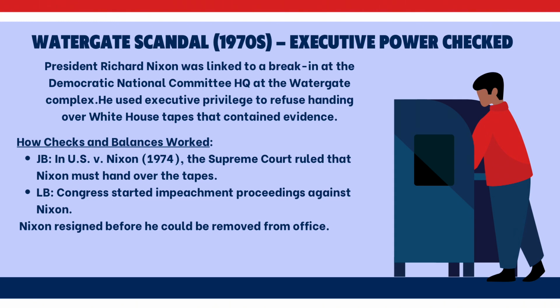That led to the landmark Supreme Court case, United States v. Nixon in 1974. The big question: does the president have unlimited executive privilege that allows him to withhold evidence in criminal investigations? The Supreme Court ruled unanimously that Nixon must turn over the tapes, declaring that executive privilege does not apply when it's being used to obstruct justice.